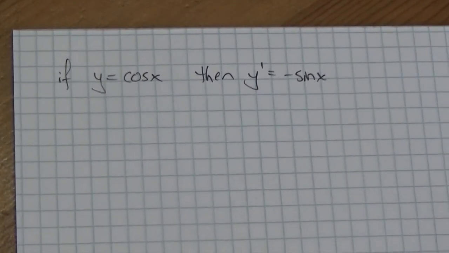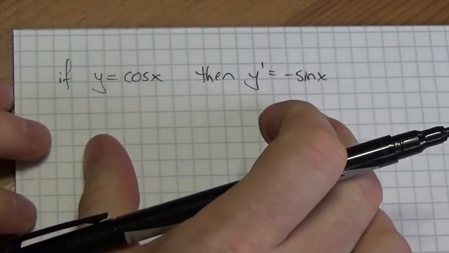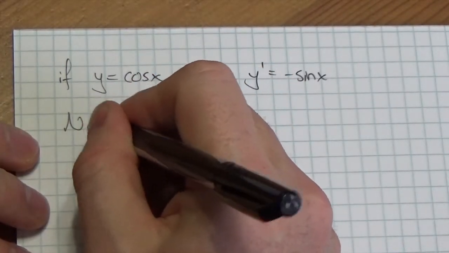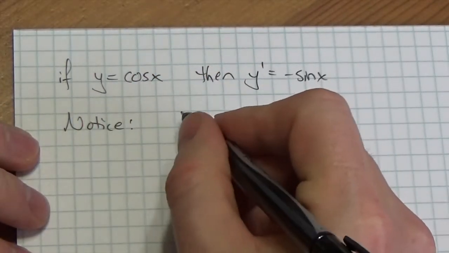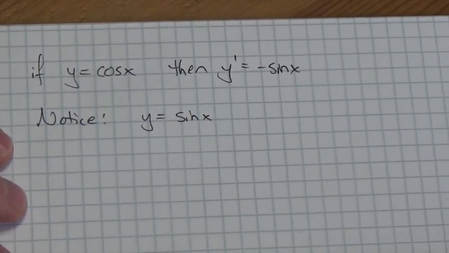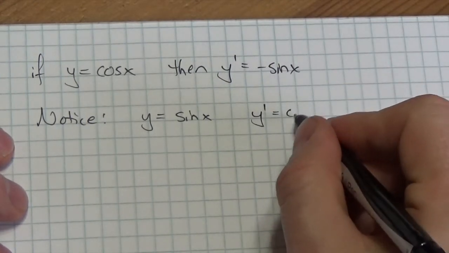Now, I want to show you one other little thing here, really quickly before we leave this. And from this point on, we're really just going to do some applications. We're just going to take some derivatives here. But I want you to notice this. I think this is incredible here. Let's say we start with y is equal to the sine of x. Then y prime is equal to the cosine of x.